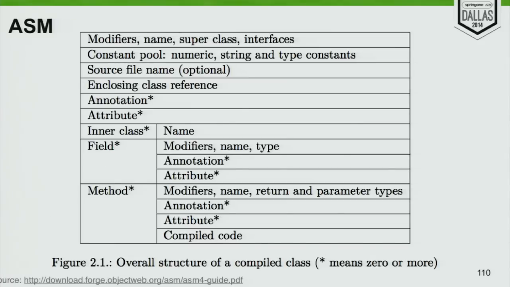So I'm going to start by looking at a class. And a class has many components, right? Has superclass, interfaces, attributes, fields, and methods. And with ASM, we can think of these as events. We're going to parse the class, and each time we come across a component in the class, we're going to think of that as an event.